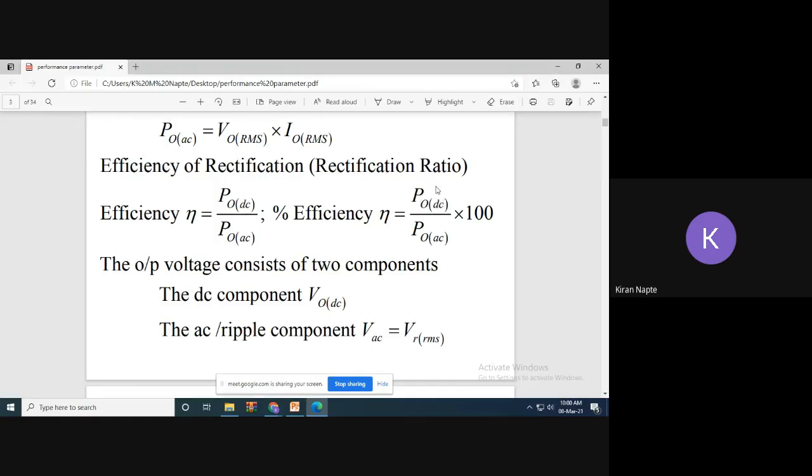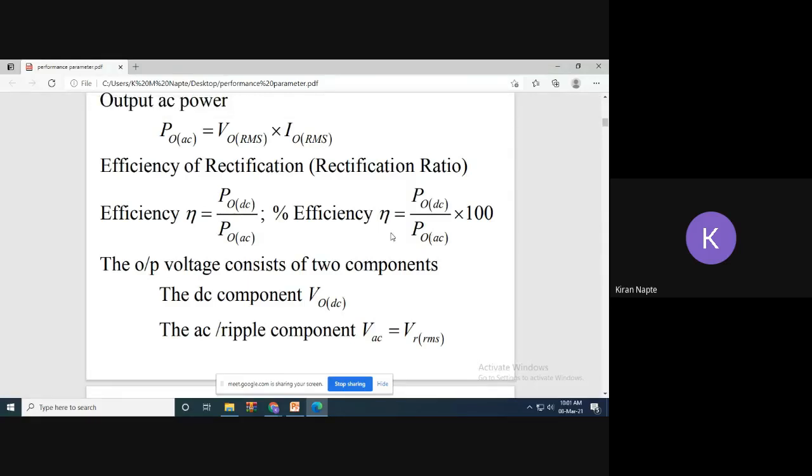What is PODC? This will be output power. What is POAC? It will be input power. If we take a ratio of PODC to POAC, then we get the value of rectification, which is also known as efficiency of rectification. Okay, and it is always calculated in percentage, right? So this is the second performance parameter.